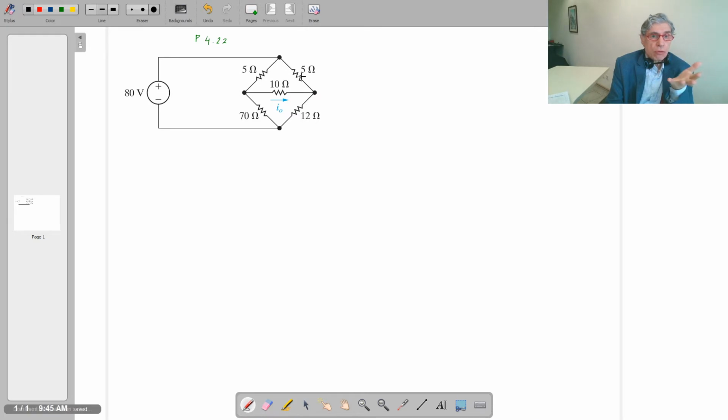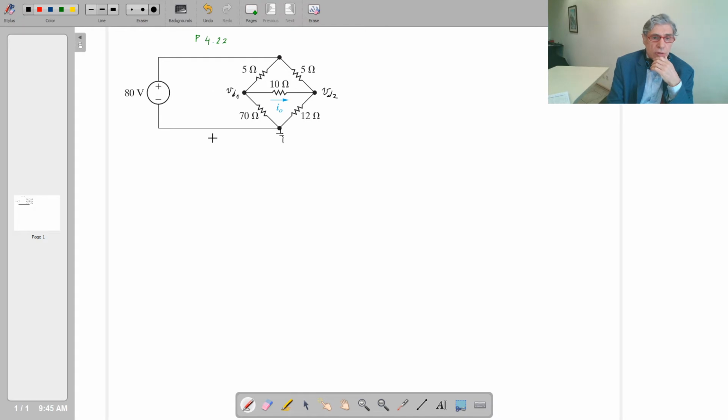I've got four nodes here. This one is the reference. So this node voltage is equal to 80 volts, I already know it, since it is directly connected, isn't it? So this node is going to be called VD1, and this is VD2.